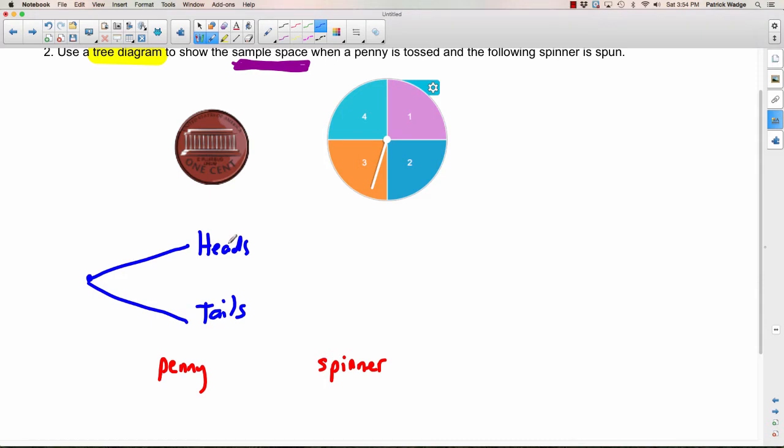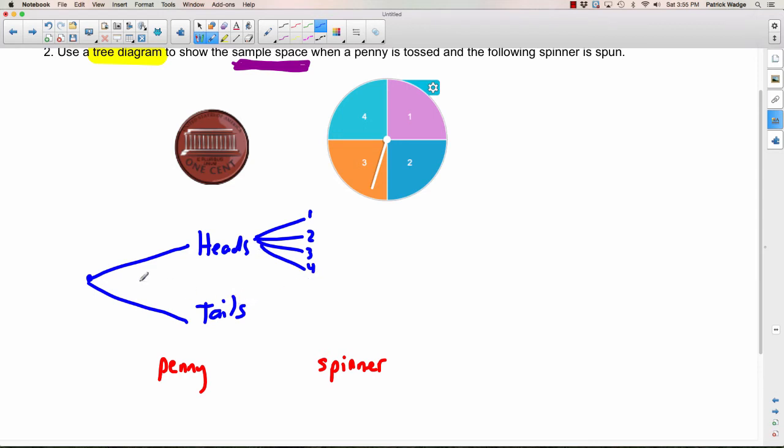So if I get heads when I flip the coin, how many outcomes are possible in the spinner? Well, these are independent events. The coin certainly doesn't impact the spinner, so all 4 outcomes are possible. So how am I going to do this? I'm going to go 1, 2, 3, 4, and that's it. So these are the 4 outcomes possible if I flip heads. I could get heads and then get a 1 on the spinner, heads and then a 2, heads and then a 3, or heads and then a 4.